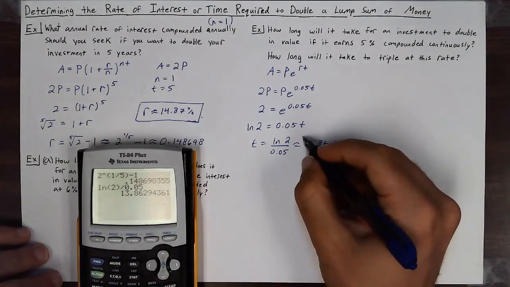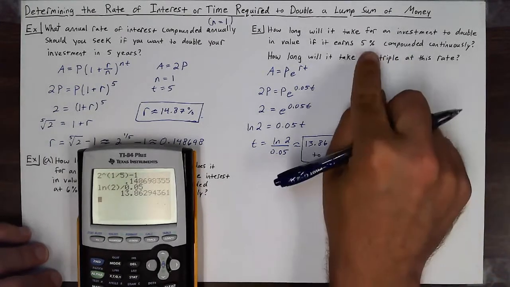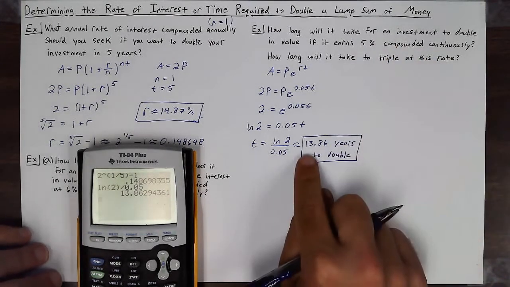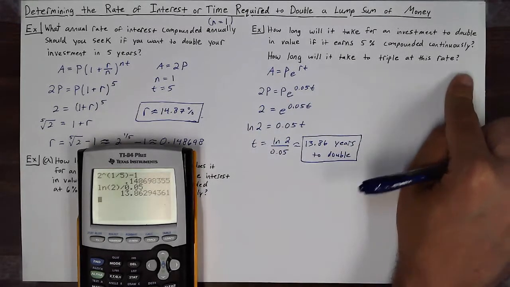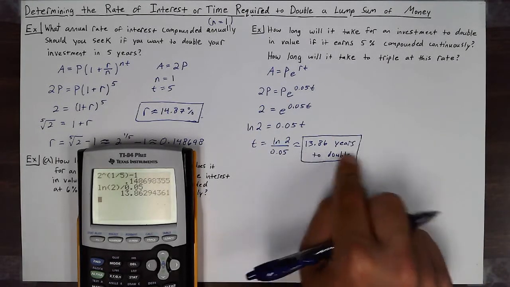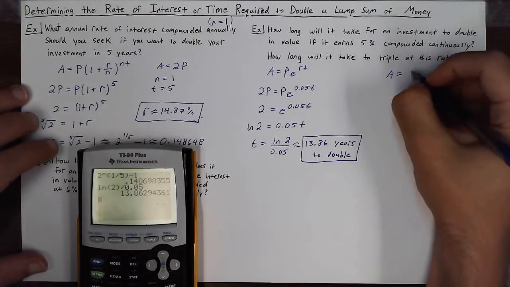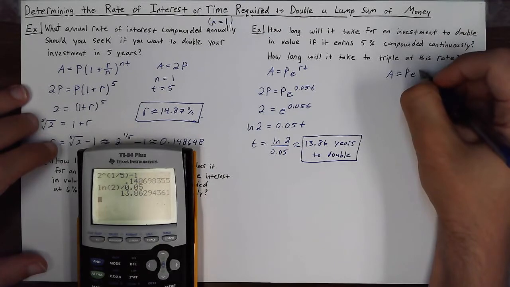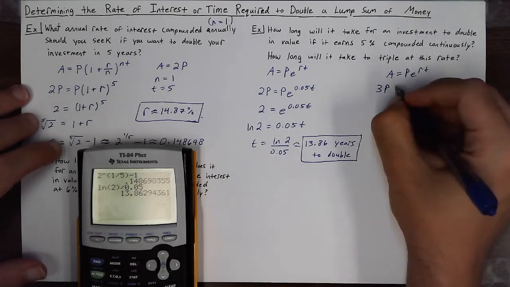So it's going to take quite a while if it's just sitting there at that percentage. It's going to take about 14 years for that to happen. But now how long will it take to triple? Will it take double that amount of time? Half that amount of time? Let's calculate it. So we're going to use that same formula, A is equal to P e to the rt. But in this case, A will be triple the principal. It's triple the same value.